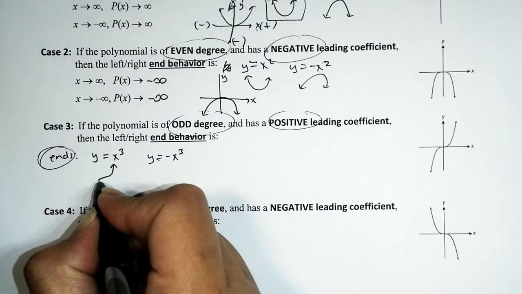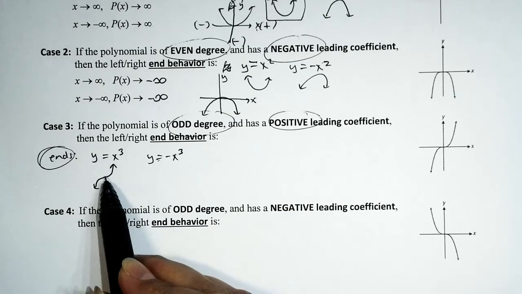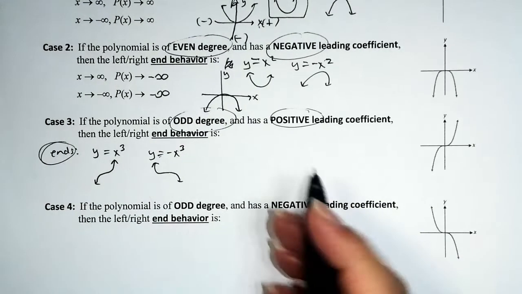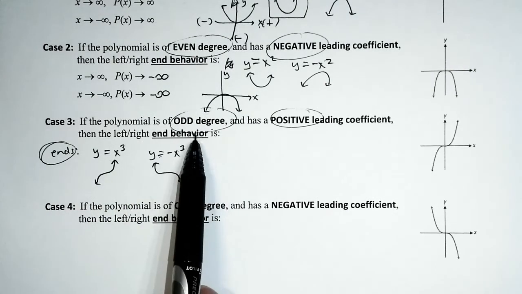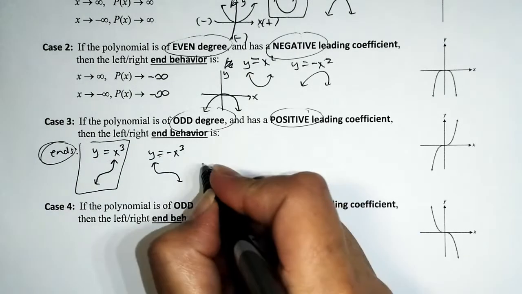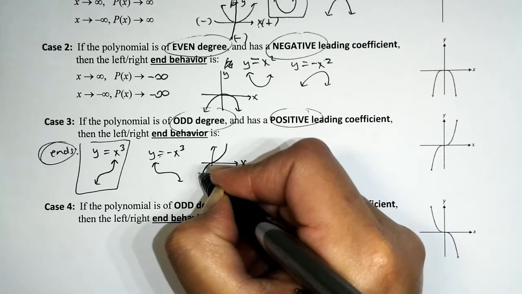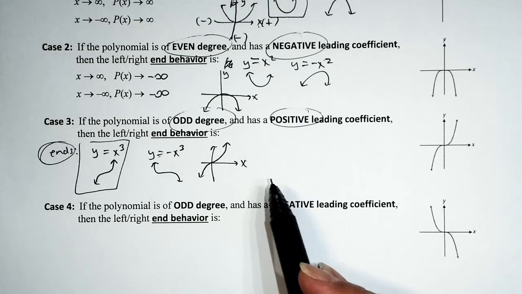It's either like this, and if we have a negative leading coefficient, we reflect, so this part comes down and the bottom part comes up. So the ends are going to behave like this. Polynomial of odd degree, positive leading coefficient, this is how it's going to go. Let me do my XY plane, and then we are going to write down the end behavior.